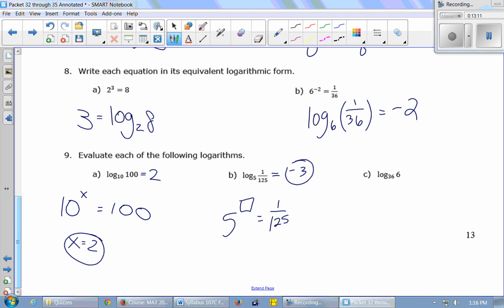Okay, log base 36 of 6. So 36 to what power equals 6? The 1/2, yeah, because the square root of 36 is 6, and square rooting is the same thing as the 1/2 power.